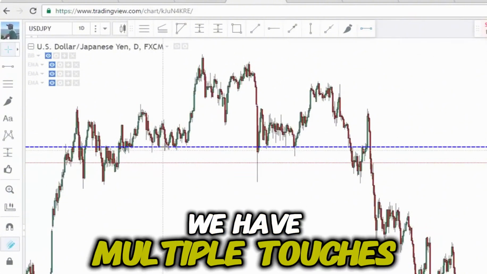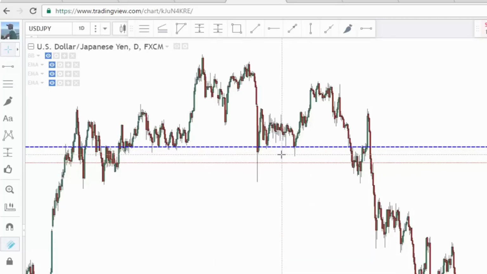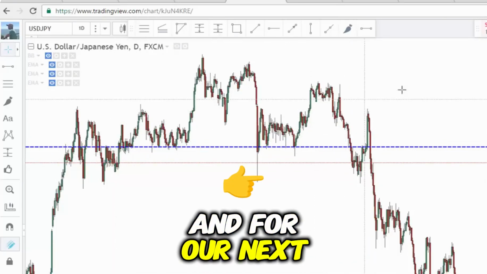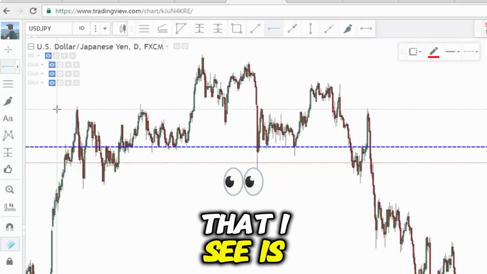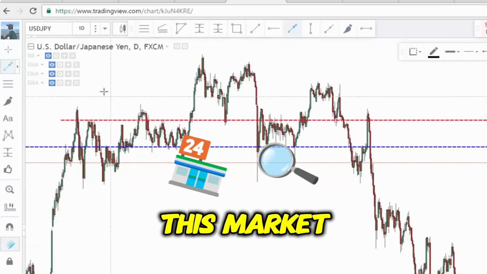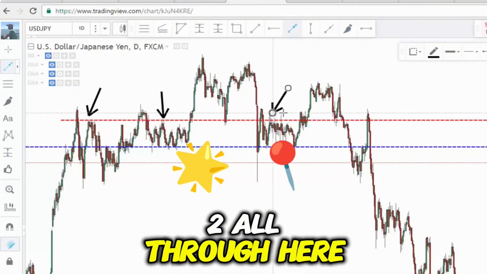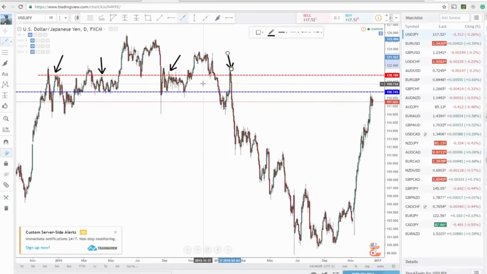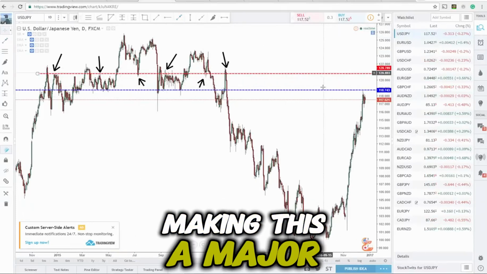As you can see, we have multiple touches along this line, another touch here and here. And for our next level above, that we have multiple touches that I see is right in here. As you can see, this market found resistance here multiple times, 1, 2, all through here and here. And also found support here a couple of different times, making this a major level.